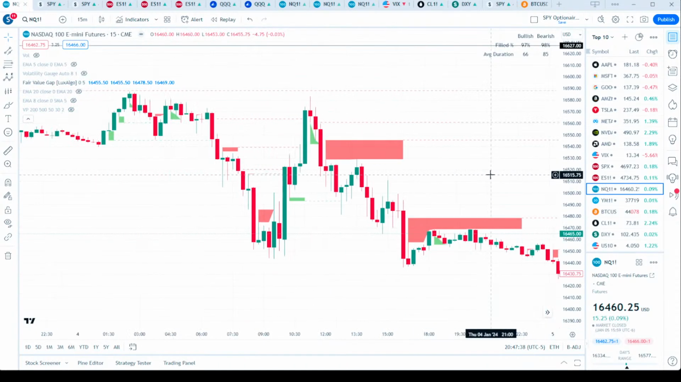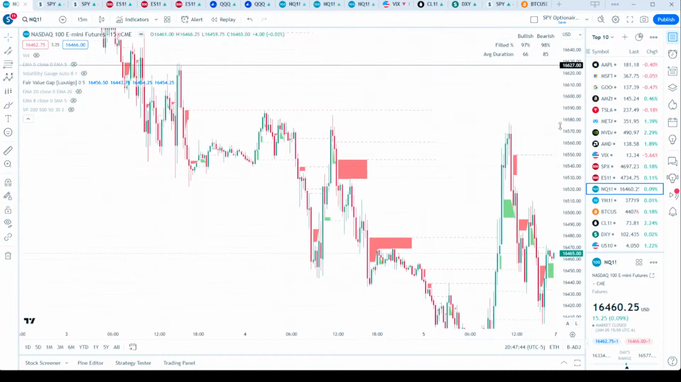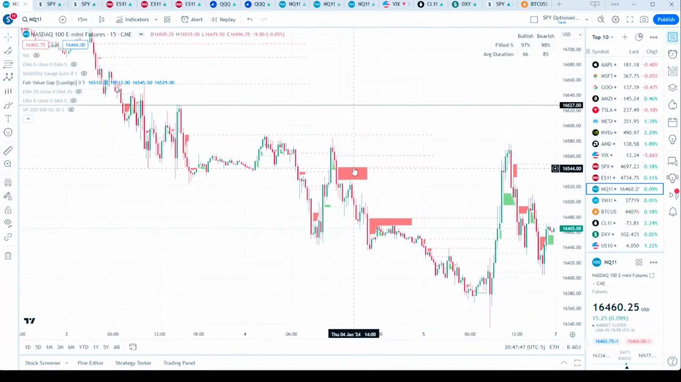And then you can see, if you were a gap trader, you can see these lines, and I'm going to really zoom out here. So these are all gaps that were left. The theory here is that these gaps eventually will fill.